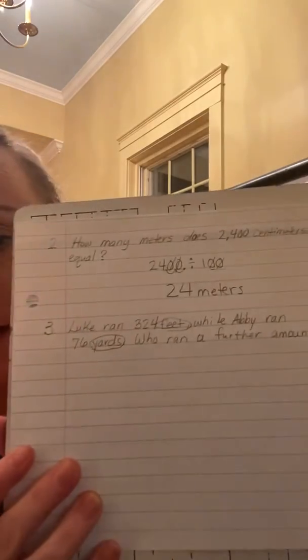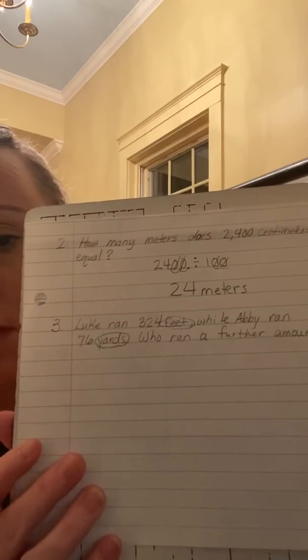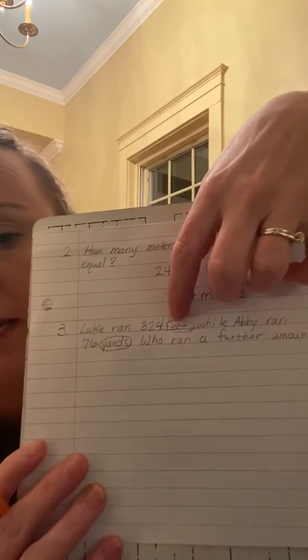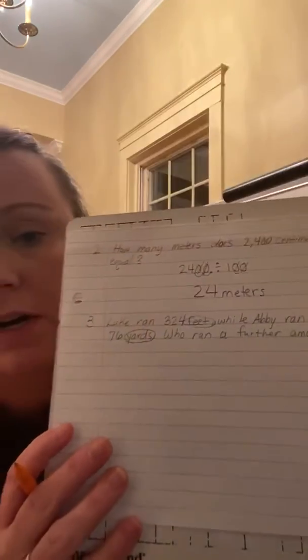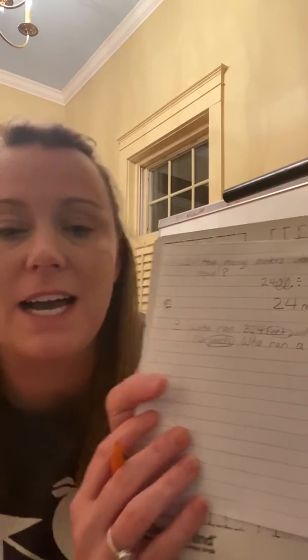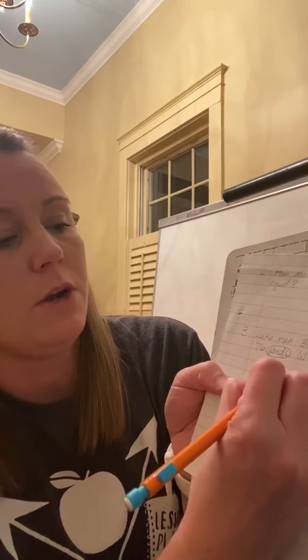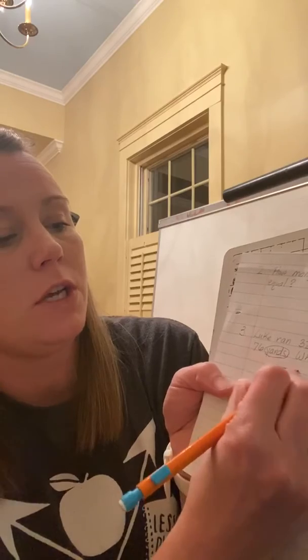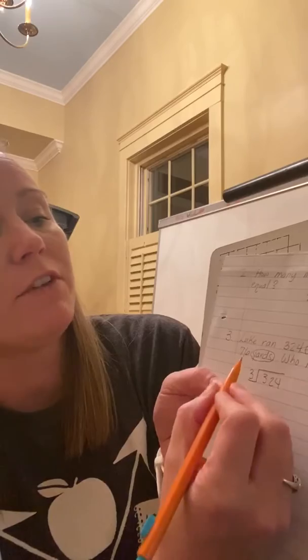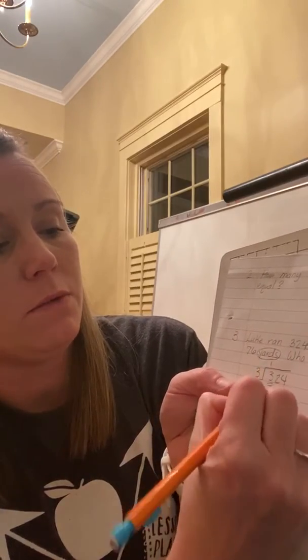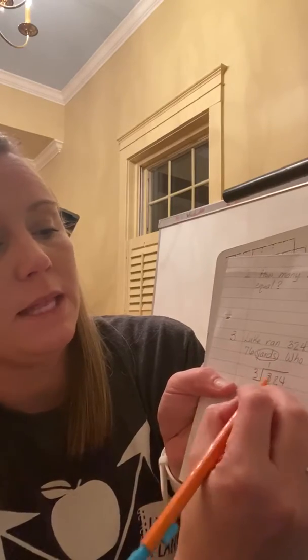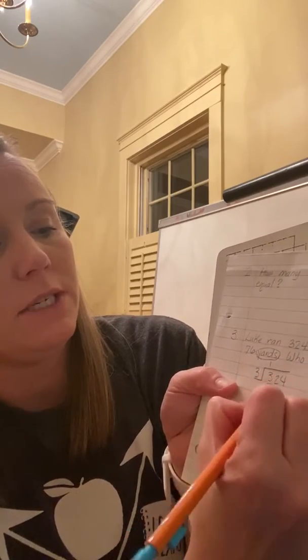So to figure out how many yards Luke ran, what do I have to do to that 324? I know that I need to group these into groups of 3 to figure out how many yards there are. So to group or to divide. So we will use division to help us figure out how many yards Luke actually ran. And we divide it by 3 because we know for every 3 feet that equals 1 yard. So 3 goes into 3 one time. Divide, multiply, then subtract, bring it on down.